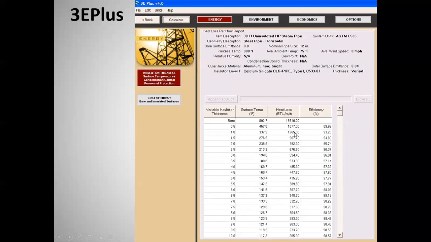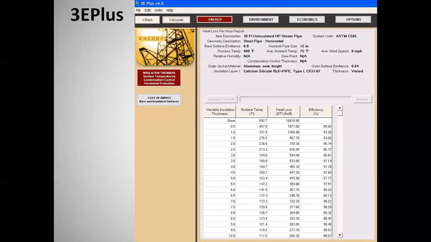Okay, and then this is the heat loss. You can see how it goes down. And so your savings would be, if it wasn't insulated, your bare pipe loss, say if you put 3 inches, you go from 18,610 to, what is that, 594.4. So you subtract those two, and that's what you're going to save by adding the insulation.